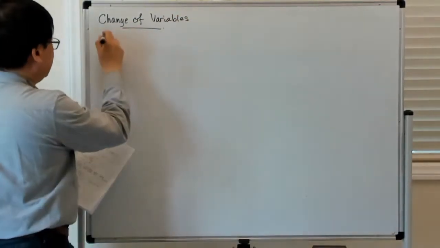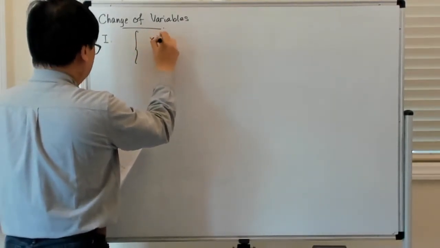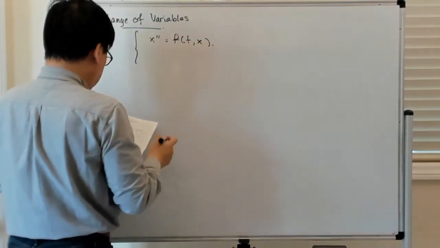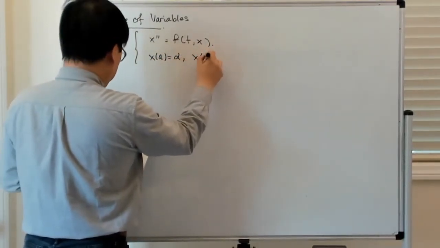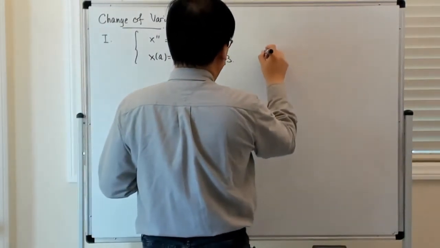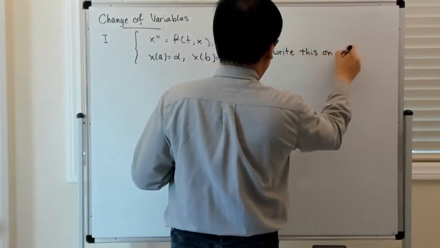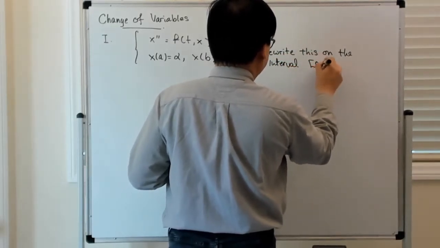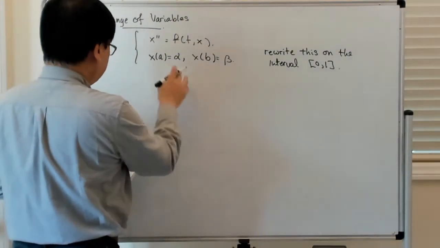Okay, so let's say that we have the following boundary value problem: x double prime is equal to f of t and x, and x of a is equal to alpha, and x of b is equal to beta. And we want to rewrite this on the interval from 0 to 1. Okay. All right. So we do a change of variables.